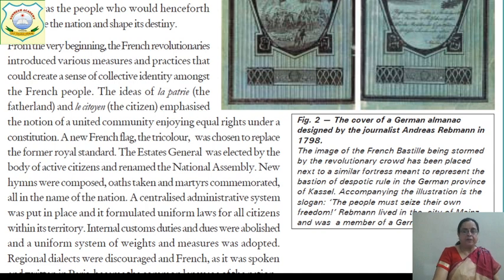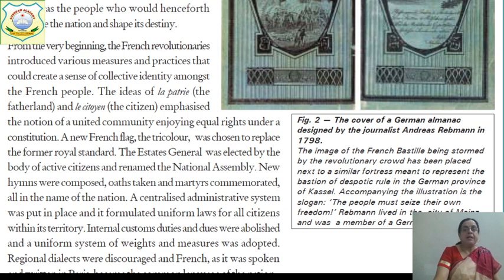So in which year did the French Revolution take place? 1789. What were the measures and practices introduced by the French revolutionaries to create a collective identity among the French people? The first is the idea of la patrie. La patrie means the fatherland. Le citoyen means the citizen. Then second, a new French flag, a tricolor flag, was chosen. Then the States General was elected by the body of active citizens, and it was renamed the National Assembly. So what was the new name given to the States General?